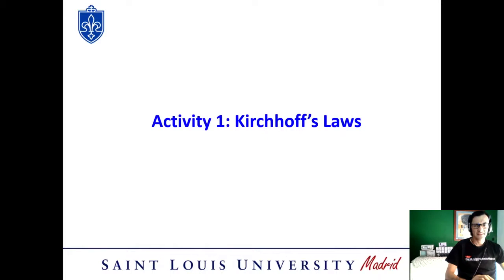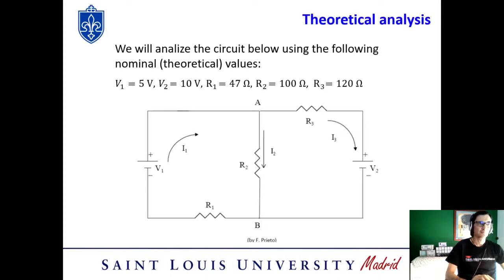So let's start with the first activity. The first activity is Kirchhoff's laws. What you have to do is first do a theoretical analysis, and then we'll do a simulation. Instead of having a physical setup, we'll do a simulated setup using special software. In this case, we want to analyze this circuit having two voltage sources, V1 and V2, having these values, 5 and 10 volts, and 3 resistors, R1, R2, and R3, having these values, 47, 100, 120 ohms. These are the nominal theoretical ideal values.